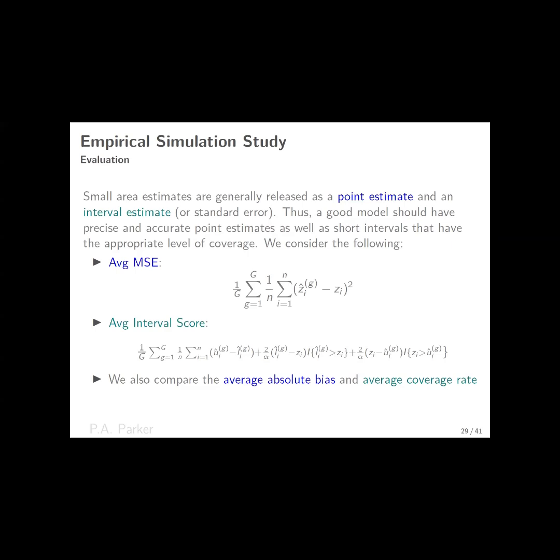So we're going to look at the average mean squared error. We like mean squared error because it balances bias and variance. So it's balancing precision and accuracy. That's how we're evaluating our point estimates. For our interval estimates, we're going to look at the average interval score. And again, this is balancing interval length, right? So you're rewarded for small intervals, but you're penalized if you don't have the right level of coverage. So again, it's balancing those two things. This is the main criteria we're going to look at for our models. We also look at the average absolute bias and the average coverage rate, components of these two other metrics.